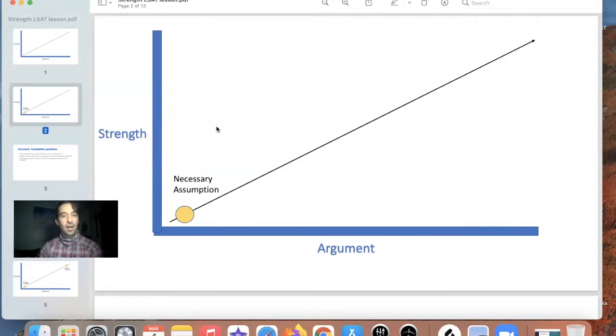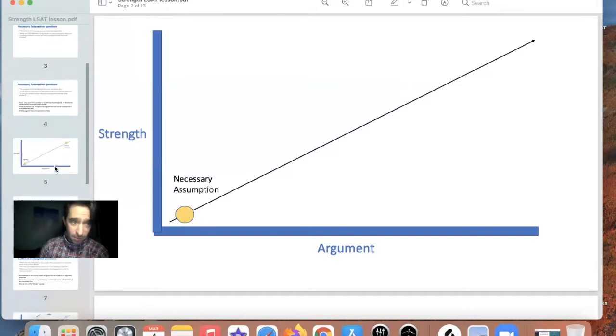Necessary assumptions are here at the bottom, and they're here at the bottom for a reason, because necessary assumptions are assumptions that are necessary for the argument to stand any chance at being valid or getting stronger. They're here at the bottom because if we negate them, the argument falls apart completely. It is dealt a death blow, a nail in its coffin. It's over if the necessary assumption is false. So they need to be true for the argument to stand any chance at all, okay?